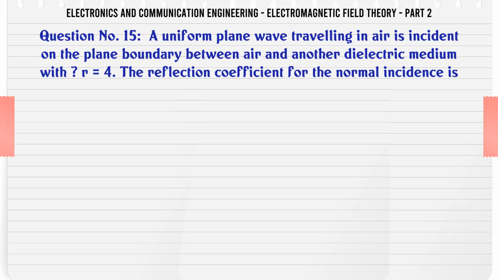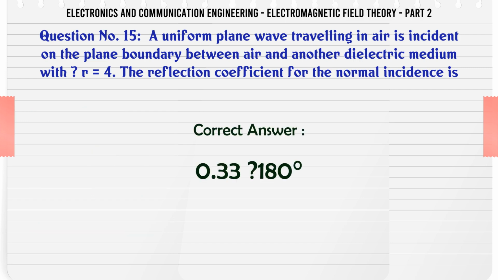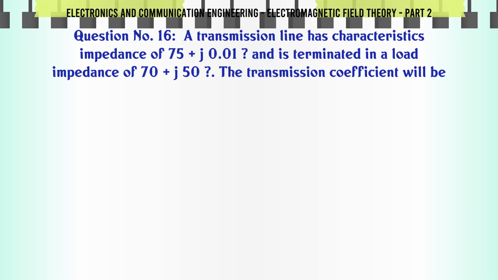A uniform plane wave traveling in air is incident on the plane boundary between air and another dielectric medium with εr = 4. The reflection coefficient for the normal incidence is A. 0, B. 0.5∠180, C. 0.33, D. 0.33∠180. The correct answer is 0.33∠180.